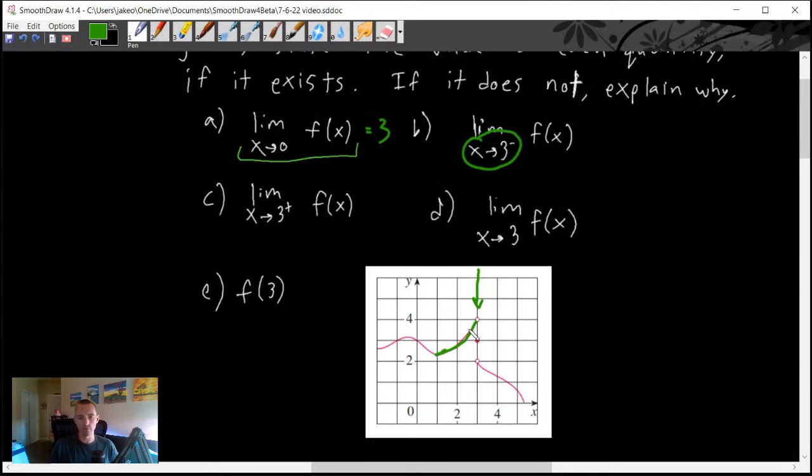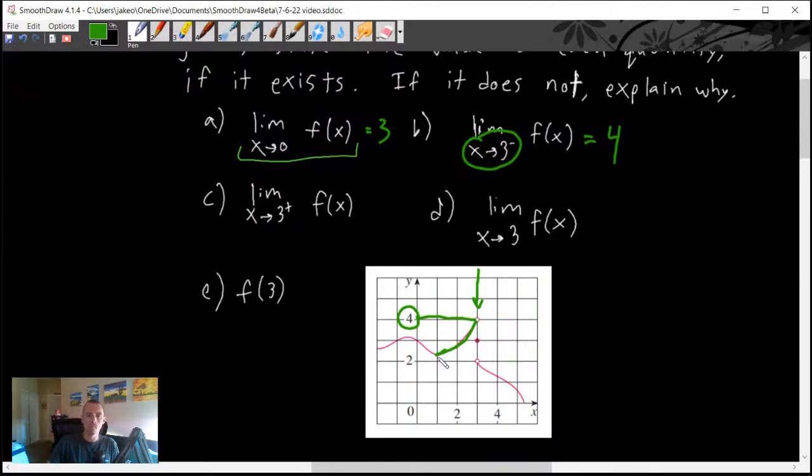And as we're moving in this direction, getting closer and closer to x equals 3, what y value are we getting closer and closer to? We're basically getting closer and closer to where this hole is drawn, but that gets us closer and closer to this y value right here. Y equals 4. So this one-sided limit is going to be 4.